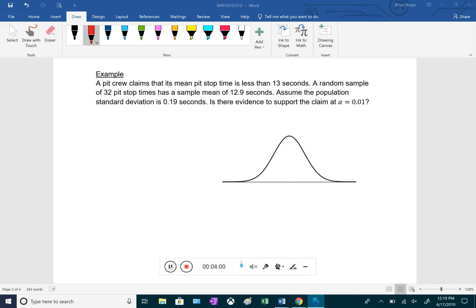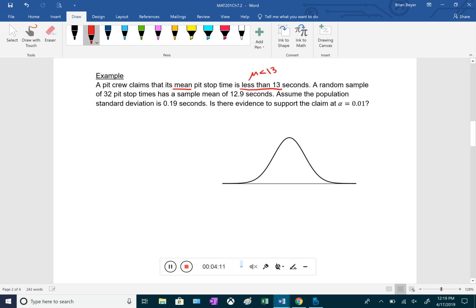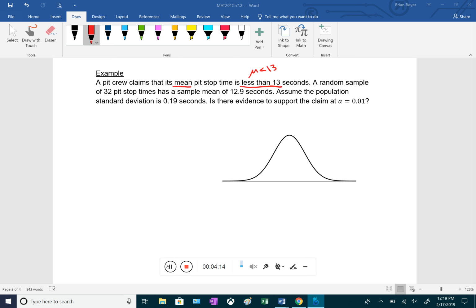Okay, so first I'm going to recognize that the claim is the mean is less than 13, so I'm going to write that here: mu less than 13. And while I'm at it, I'm also going to write down the givens. We have 32 pit stop times, that's our sample size. It has a sample mean of 12.9, so x bar is 12.9. We have a standard deviation of the population, which is 0.19. And we're given alpha is 0.01.